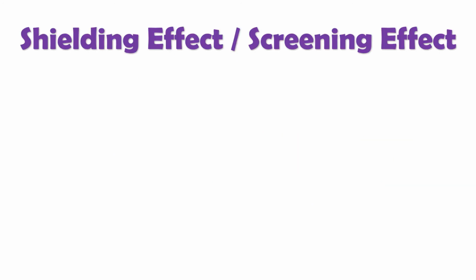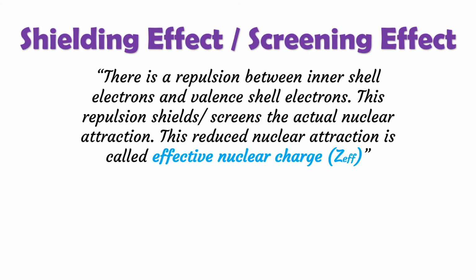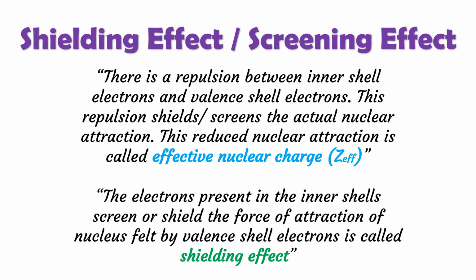Now we are going to study the shielding effect or screening effect. As you know, there is a repulsion between inner shell electrons and valence shell electrons. This repulsion shields or screens the actual nuclear attraction. This reduced nuclear attraction is called effective nuclear charge and represented by the symbol Zeff. The electrons present in the inner shell screen or shield the force of attraction of the nucleus felt by the valence shell electron; this is called the shielding effect.